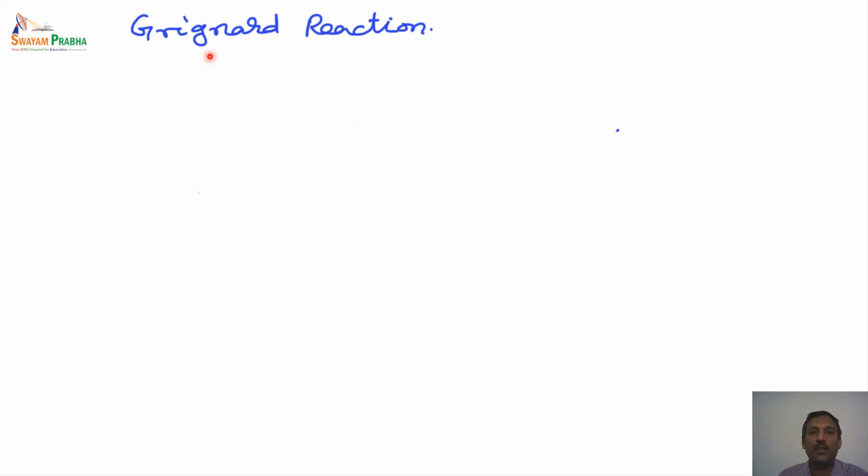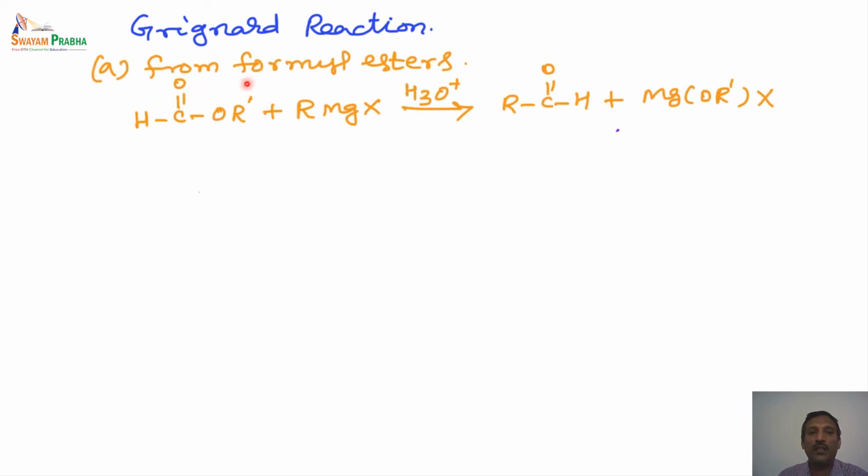And the next one is the Grignard reaction. In a Grignard reaction, we can use a formyl ester. A formyl ester is treated with methyl magnesium halide or any other alkyl magnesium halide, and final acidic workup produces the corresponding aldehydes. The aldehyde R group generally comes from the alkyl magnesium halide.